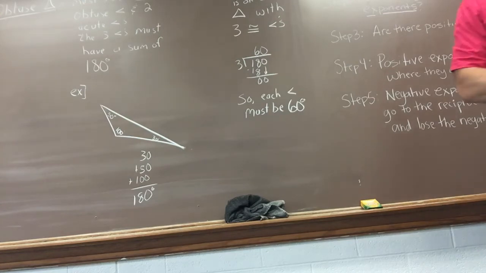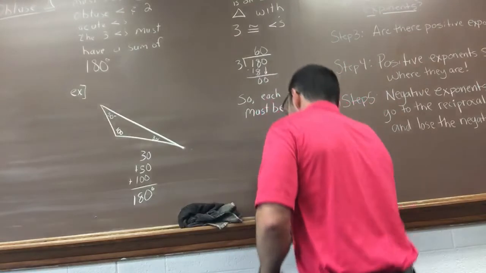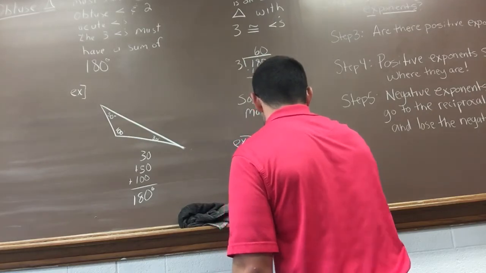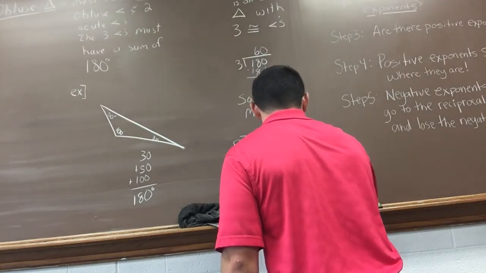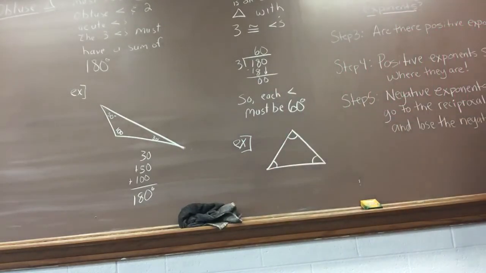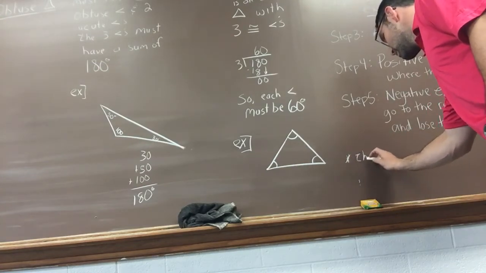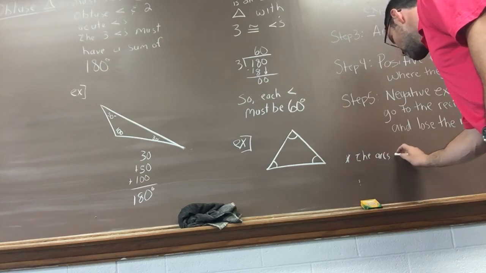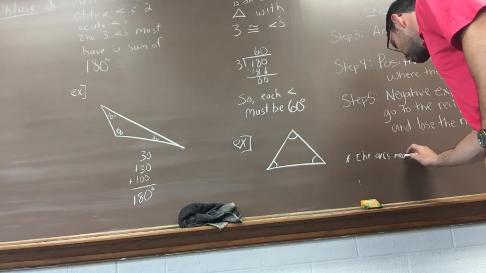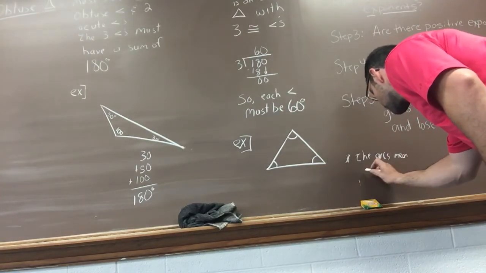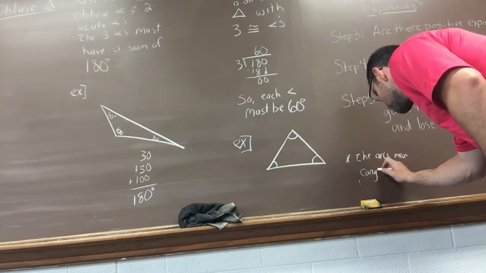I'm going to draw a triangle one other way. Notice the arcs in that triangle. And I'm going to put a little note. The arcs mean... Anybody want to take a wild guess what the arcs mean? Go ahead, Owen. Very good. The arcs mean congruent.